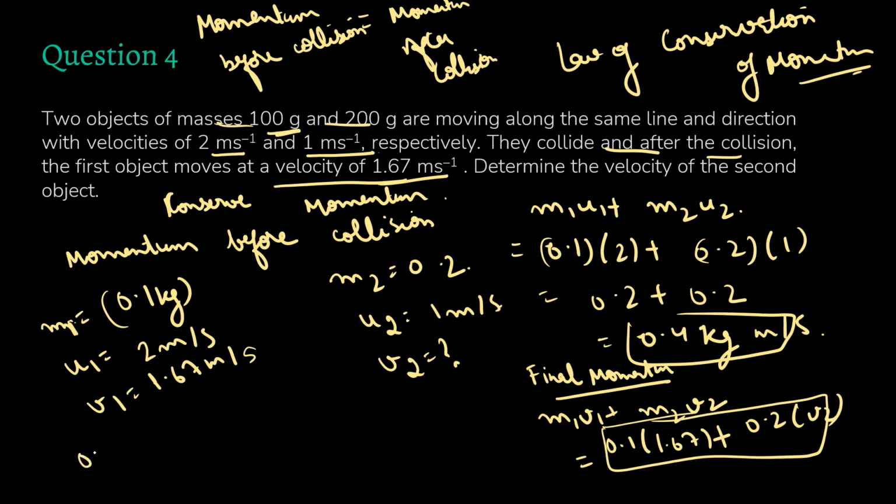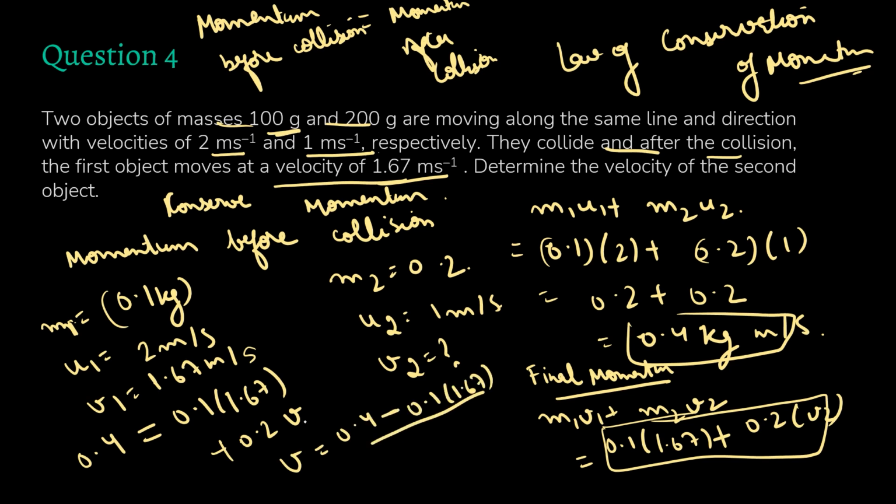So what is the initial momentum? 0.4, right, is equal to 0.1 into 1.67 plus 0.2 into v, right? So what is your v? v is equal to how much? 0.4 minus 0.1 into 1.67 upon 0.2, and this comes out to be 1.165 meter per second. So what is the velocity of the second object? It is 1.165 meter per second.